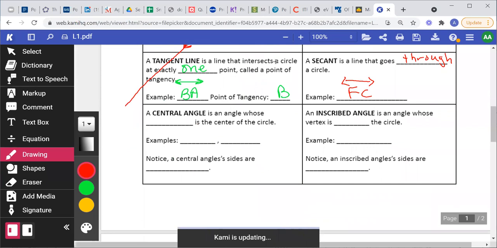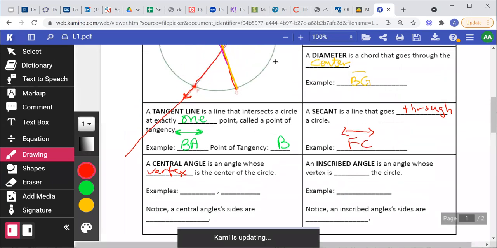Then another thing to learn today is about central angles. A central angle is an angle whose vertex is the center of the circle. So here we're going to talk about angles.